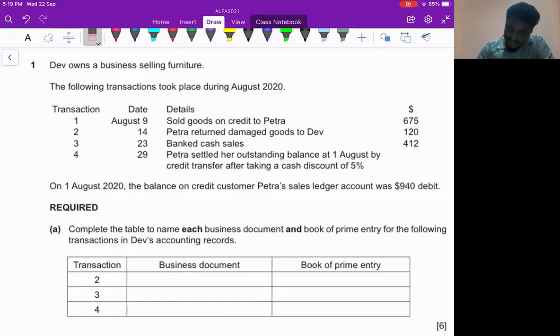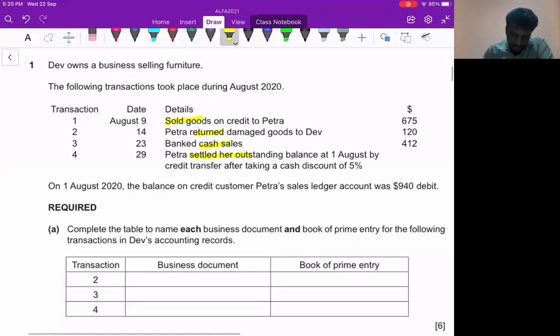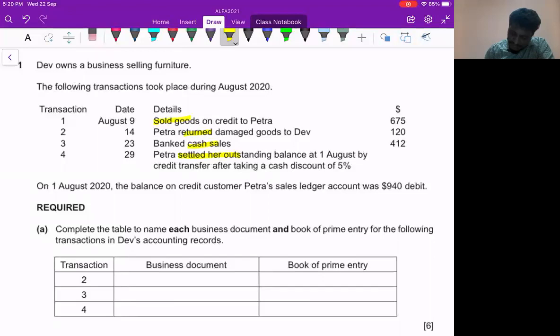Dave owned a business selling furniture. The following transactions took place during August 2020: sales, returns, cash sales, and paying the debt, settling the debt. On the 1st August, the balance on the customer Petra's sales ledger is this. This is the balance b/d.